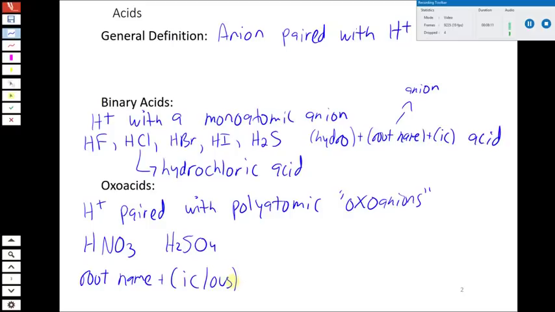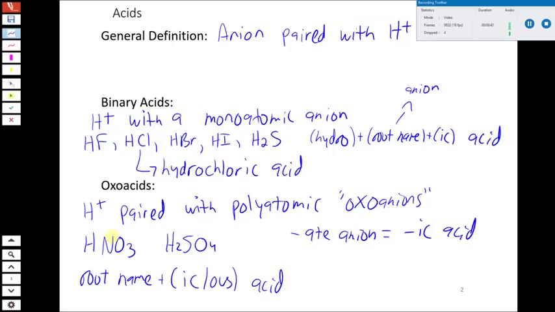Most of these anions end in ITE or ATE, as we'll see, and you change that ending to either IC or OUS for the acid part, when you're naming acids. And then, again, the word acid goes on the end. So the way we know which ending to use is that if you have an anion that ends in ATE, that becomes an IC ending in the acid. So this HNO3, NO3 is nitrate with ATE, so that would become nitric acid.